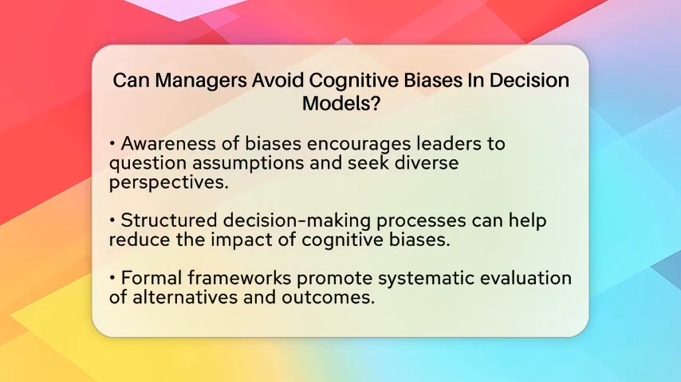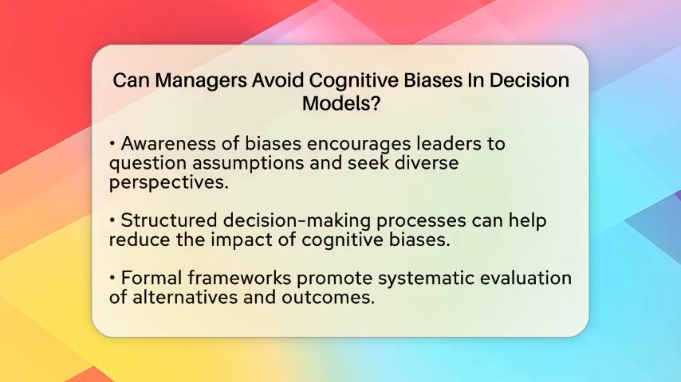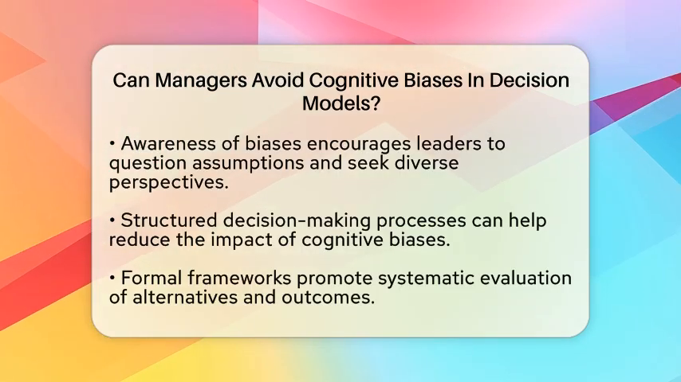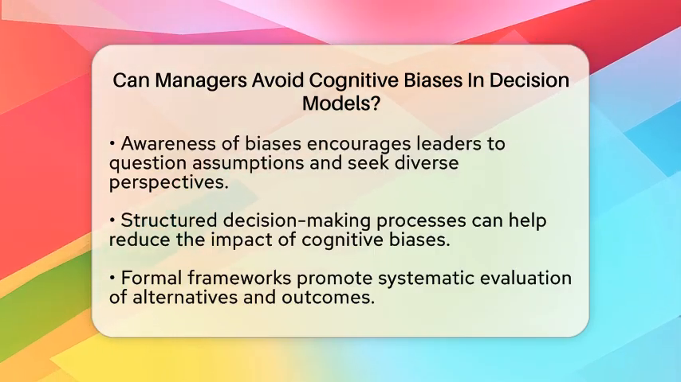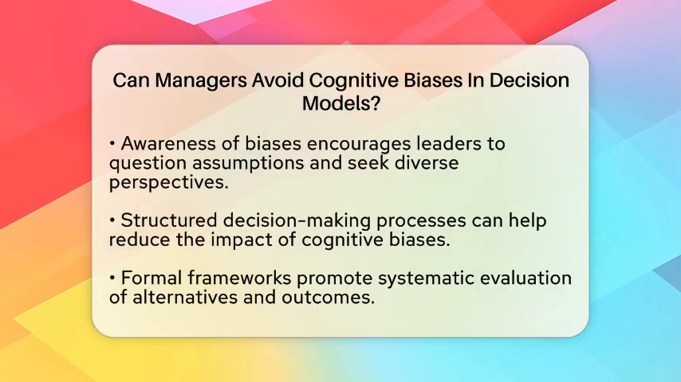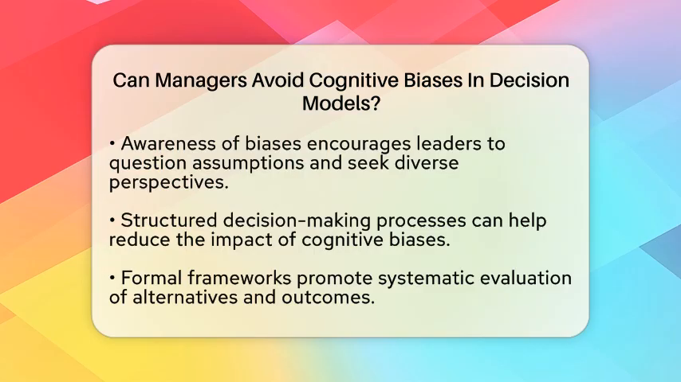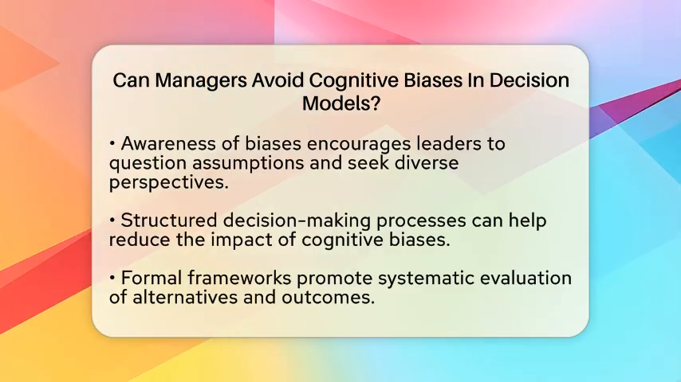Being aware of these biases allows leaders to question their assumptions and seek diverse perspectives. This critical evaluation of information helps them avoid relying solely on intuition. So, how can managers reduce cognitive biases in their decision models? One effective strategy is to use structured decision-making processes.